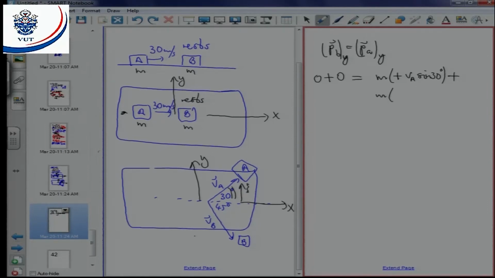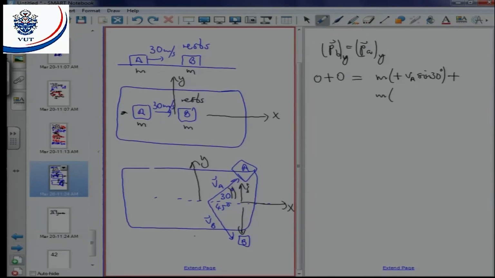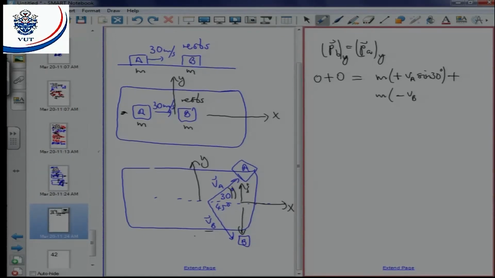The mass is also m, but now the other one is going down, which is negative. The magnitude is VB, so negative VB, and the angle is 45, so sine 45. Okay, so taking this to the other side, I learn that m VA sine 30 equals m VB sine 45. Okay, so that's one of the equations. But if you like, you can leave the equation in this form, and you can see why I was saying the answer in the book is wrong, because we have a minus for one of them.